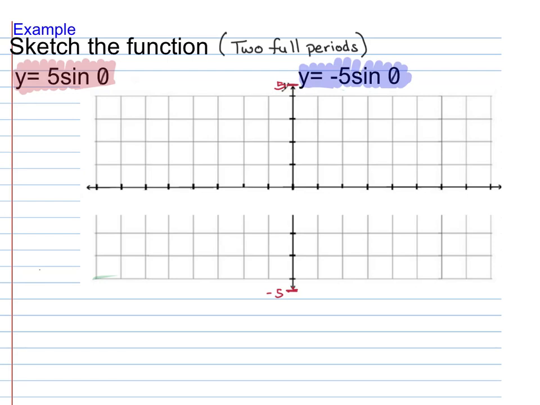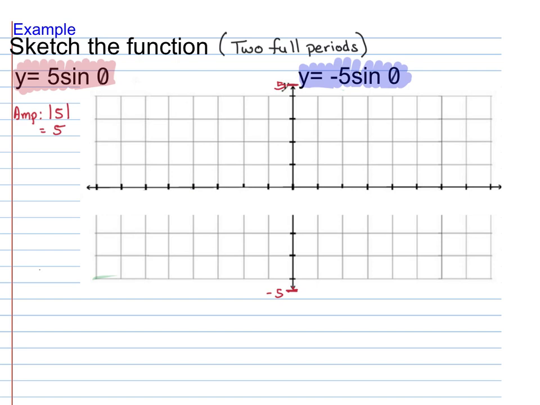So I'm going to use the same graph to graph both functions. So it might, at the end, look a little weird, but I'm going to use different colors so you understand. First things first, we're going to find our amplitude. And we know that our amplitude is the absolute value of 5. So the absolute value of 5 is just 5.